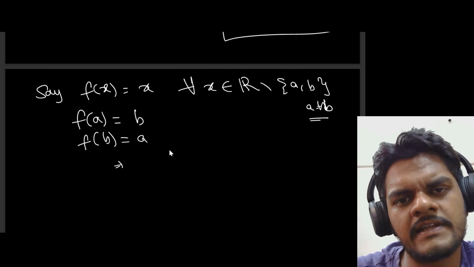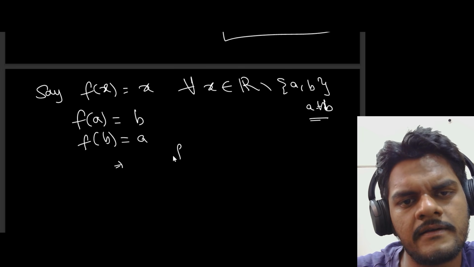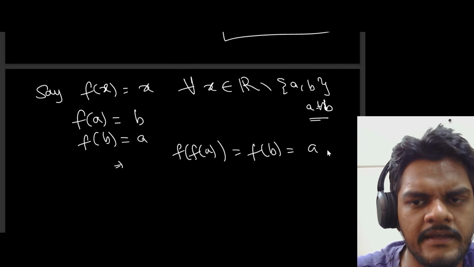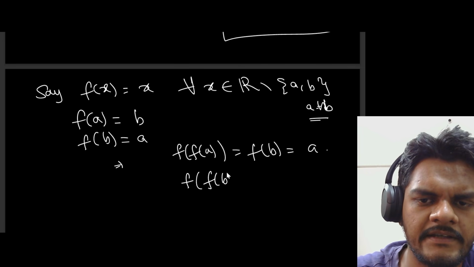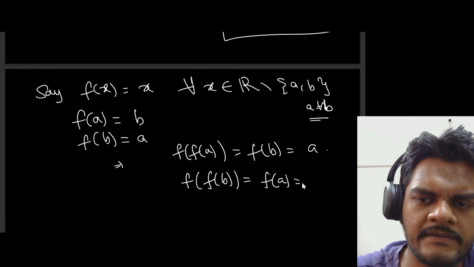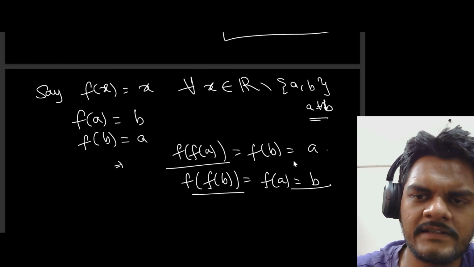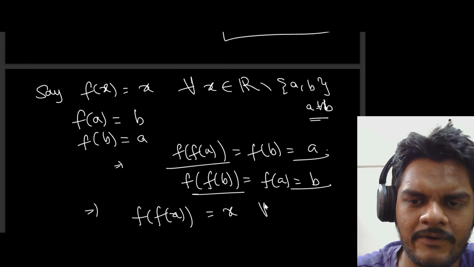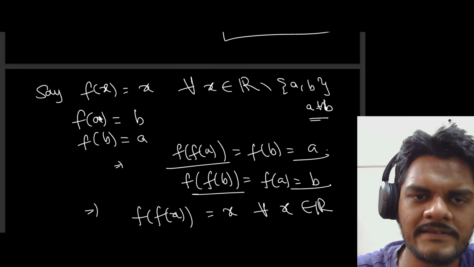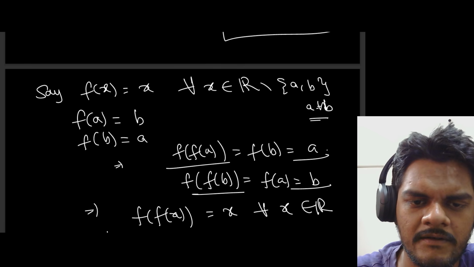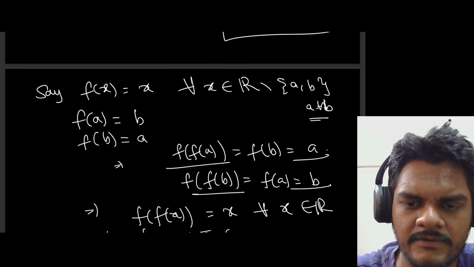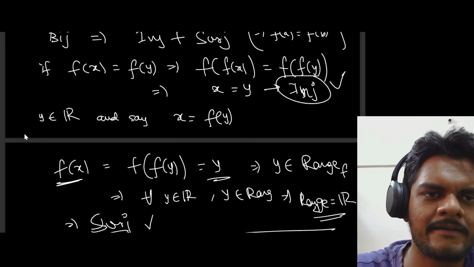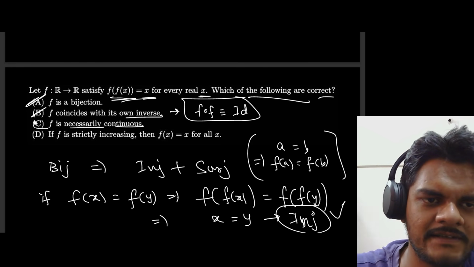Do we still have f of f of a is equal to f of b is equal to a, and f of f of b is equal to f of a is equal to b? So these two are still satisfied. This still implies f of f of x is equal to x for all values of x belongs to R. But f is not continuous. So this is possible. Counter example. All right, so option C is not necessarily true.